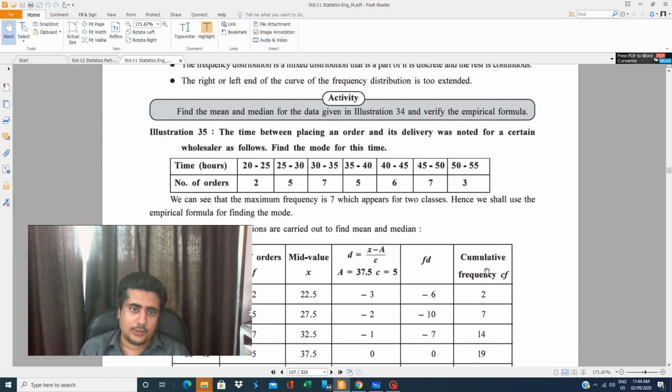So we are doing illustration number 35. The time between placing an order and its delivery was noted for a certain wholesaler as follows. Find the mode for this. Time in hours: 20 to 25, 25 to 30, 30 to 35, and so on to 50 to 55. Number of orders is 2, 5, 7, 5, 6, 7, 3.